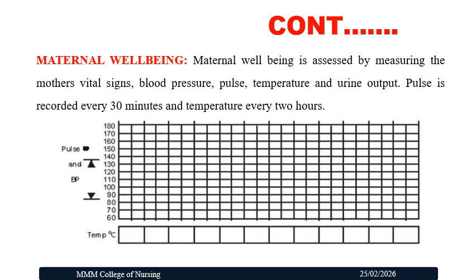Coming on to the maternal well-being. Here it is assessed by measuring the mother's vital signs: blood pressure, pulse, temperature and urine output. Pulse is recorded every 30 minutes and temperature every 2 hours. Here you can see the temperature, the pulse, blood pressure. For pulse and blood pressure you have to put a mark and draw a graph. For the temperature, if it is normal you can mark it as N, otherwise you have to specify inside this box.